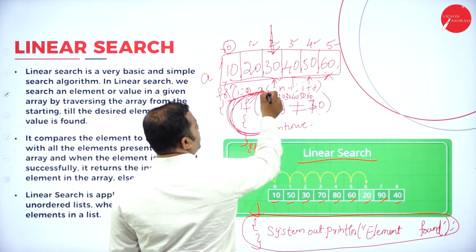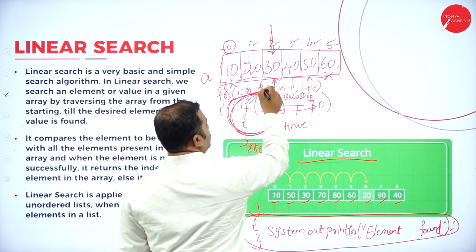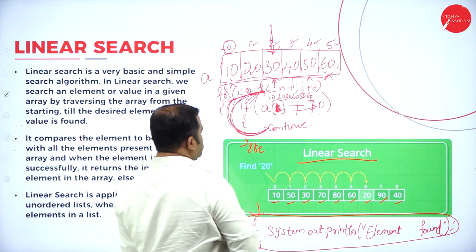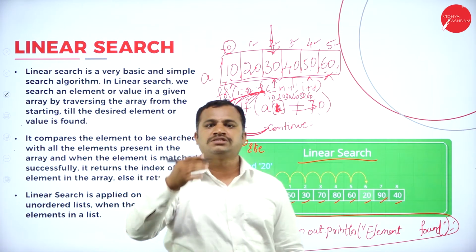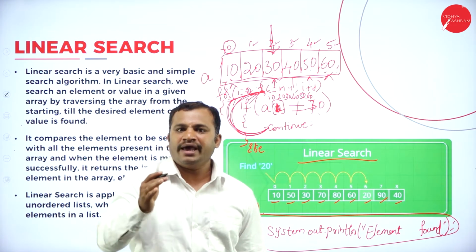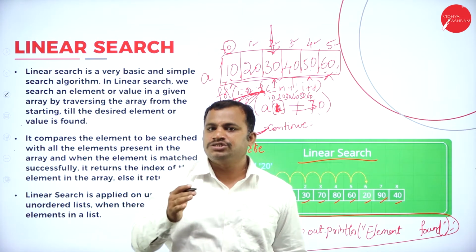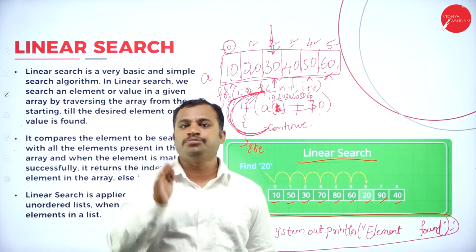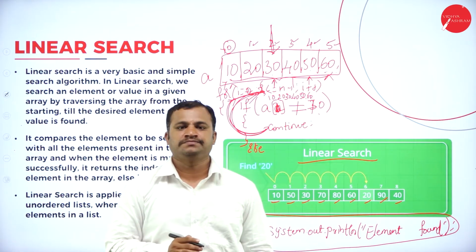What is the value of i next time? It is equal to 6. 6 is less than or equal to 5? No. It comes out of the for loop and prints unsuccessful search. The message to be displayed is that the element being searched is not at all present in the list. This is how the linear search algorithm works.